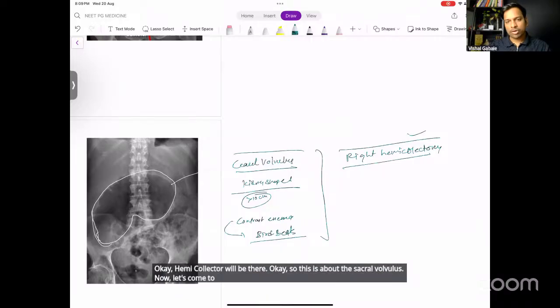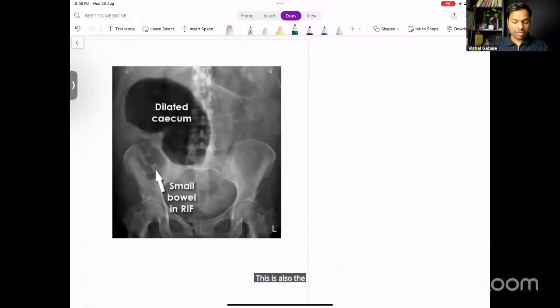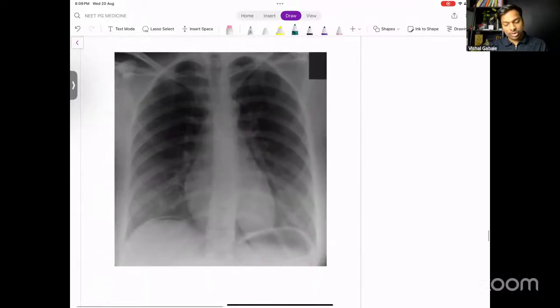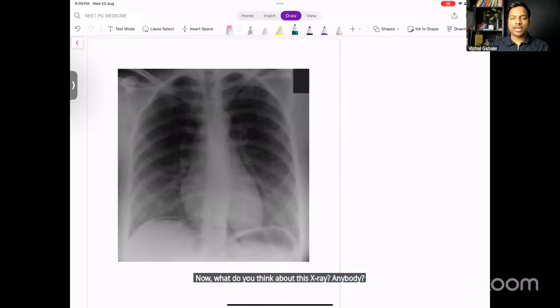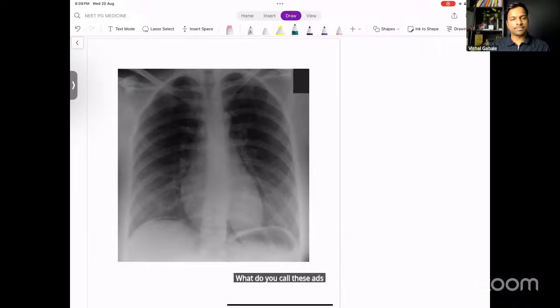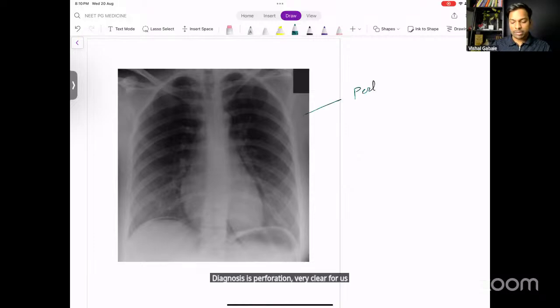Now let's come to the very important discussion, that is perforation. Intestinal perforation. This is also the coffee bean appearance of the dilated cecum, the same thing that is given over there. Now, what do you think about this X-ray? Anybody? What do you call this? Look at this beautiful X-ray. This is air under the diaphragm. The diagnosis is perforation, very clear. Perforation of the bowel.